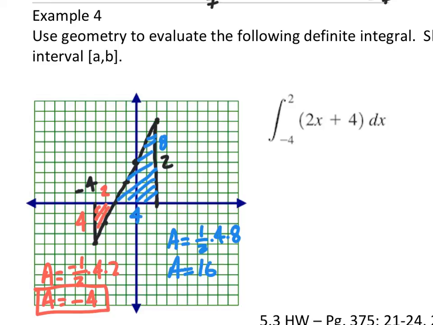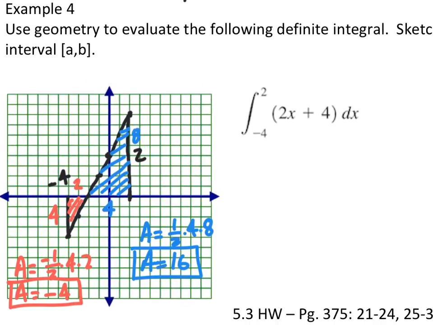So the total accumulated area that we need here is -4 plus 16. We've got to add them together. And that's going to give me an area of 12.